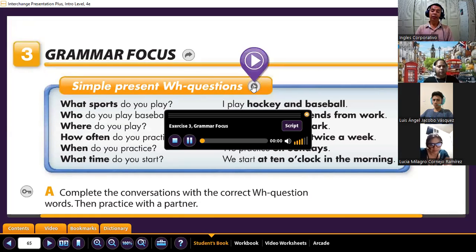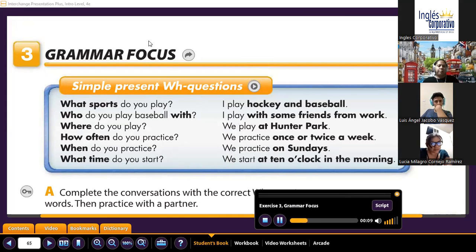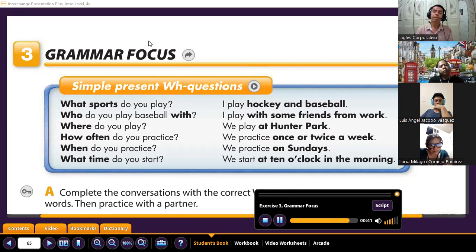Okay, listen, please. Page 65, exercise 3, grammar focus. Simple present WH questions. What sports do you play? I play hockey and baseball. Who do you play baseball with? I play with some friends from work. Where do you play? We play at Hunter Park. How often do you practice? We practice once or twice a week. When do you practice? We practice on Sundays. What time do you start? We start at 10 o'clock in the morning.